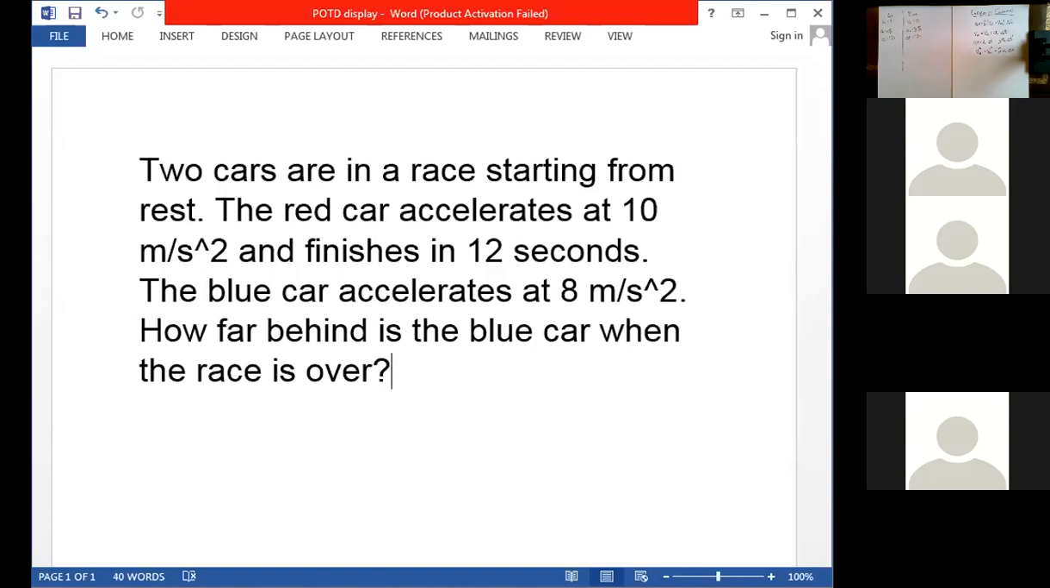Okay, so we've got 3 givens for each of those cars, and we need the unknown, right? What are we actually looking for? What quantity are we looking for in each? The distance. The distance, right? If we want to know how far behind the blue car is, we have to know how far they each go. So we'll have to find the distance that each of them go. And if we can do that, then we can see how far the blue car is behind.